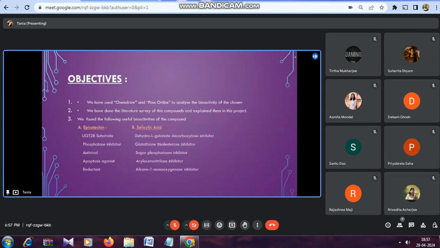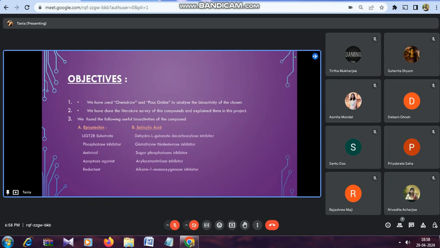Now, the objective of my project. We have used ChemDraw and PASS Online to analyze the bioactivity of chosen compounds. We have done a literature survey on these compounds and explained them in this project. We have found the following useful bioactivities of the compounds.